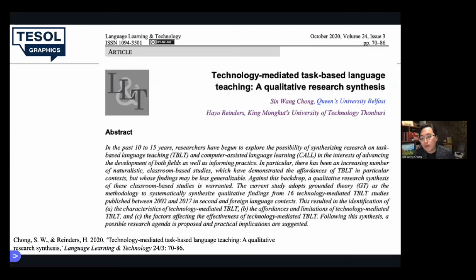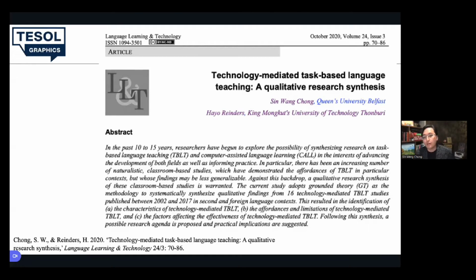Now, going back to the more important and relevant question: why research synthesis and practitioners? What can research syntheses or secondary research offer to practitioners? Well, let me just show you this example. The content is not important here, but if you look at the abstract, this is a qualitative research synthesis. And if you look at the middle part of the abstract, it says that this synthesis will summarize qualitative findings from 16 studies published between 2002 and 2017.